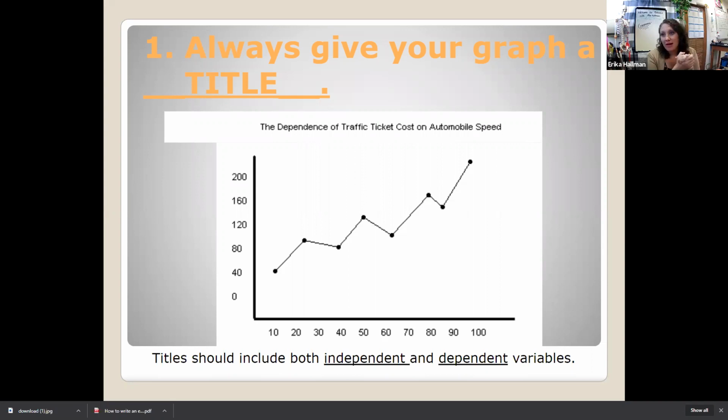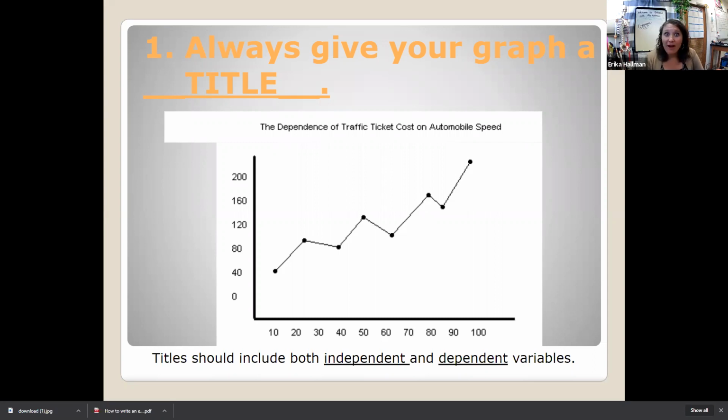The reason why in science we require both variables is that all of a sudden, even without proper labels on our graph, this title has already told us something about this graph, and we can already start to extrapolate or learn new things from it. So we know that one of these axes has something to do with traffic ticket costs, so how much that traffic ticket would end up being that you'd have to pay, based on automobile speeds. Basically, the faster you go, the more your traffic ticket is going to cost you. So that would be an example of a good scientific title.